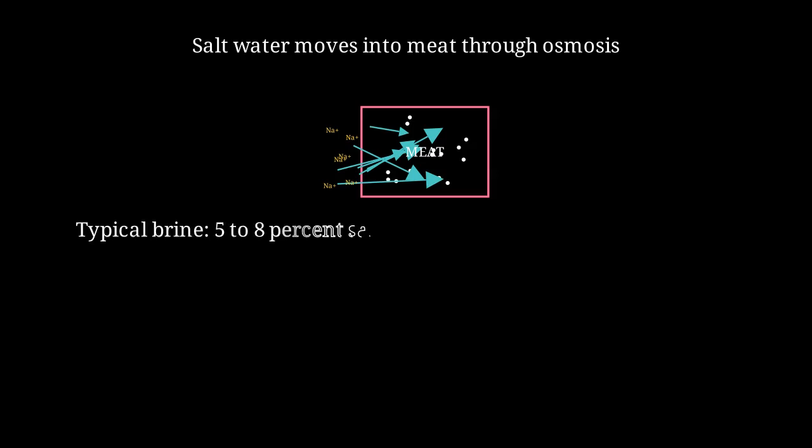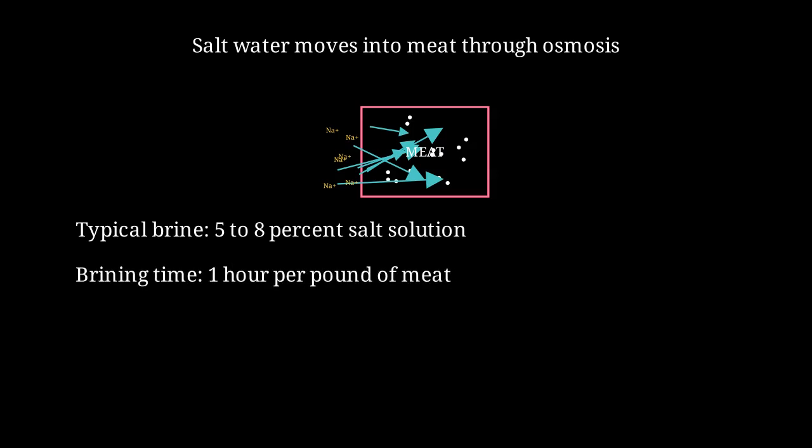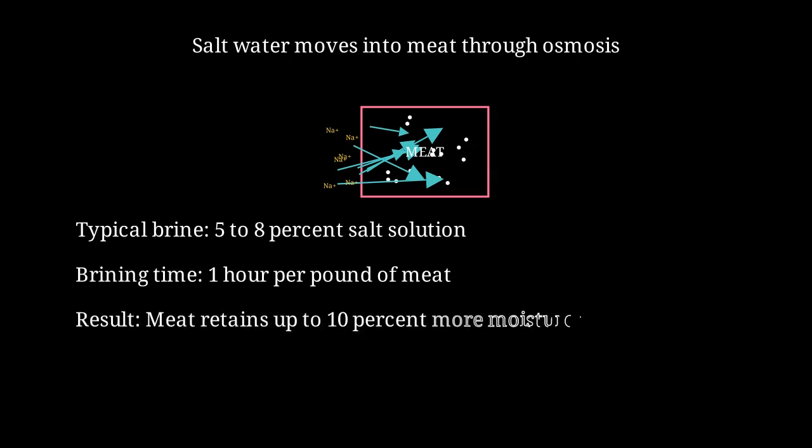A typical brine is about 5 to 8% salt by weight, roughly the same saltiness as seawater. A good rule of thumb is to brine for about 1 hour per pound of meat, though this varies with thickness. The payoff is huge. Brined meat can retain up to 10% more moisture after cooking, staying juicier and more flavorful.